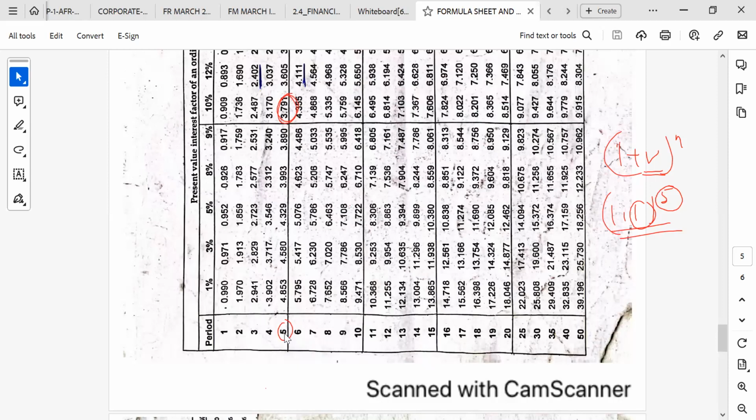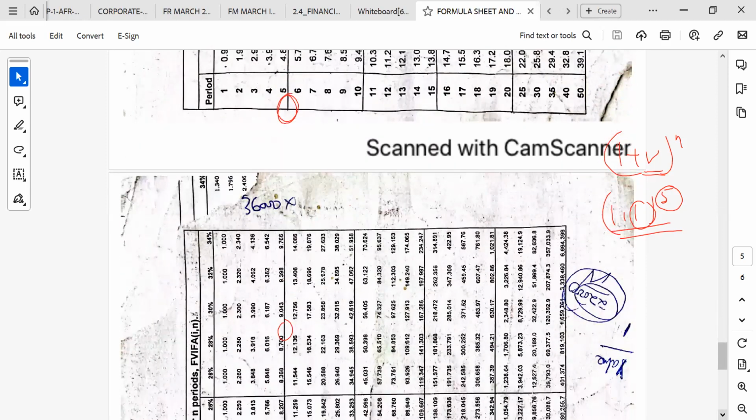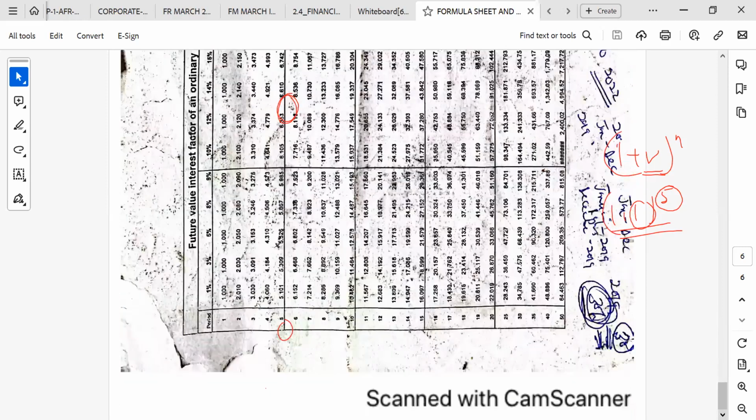Okay. The second one is the future value. You see, the future value. This is for if you are doing ordinary annuity. If you are doing ordinary annuity, you know we write the formula like this: 1 plus r exponent n minus 1, all divided by r. This is how we write the formula.